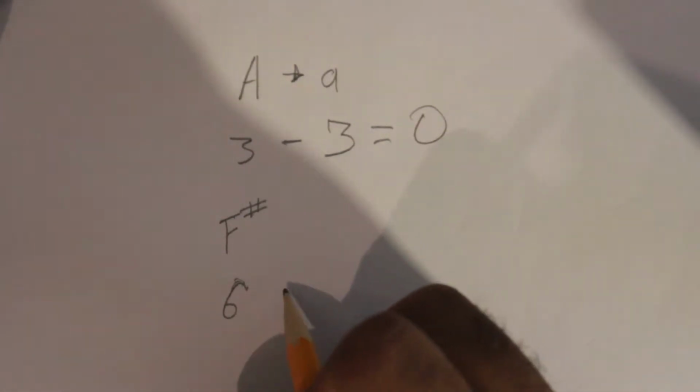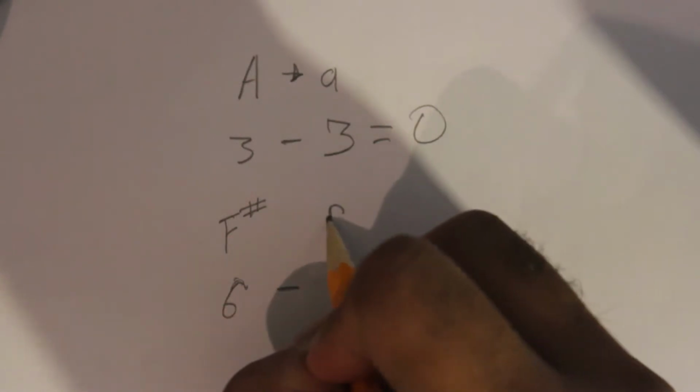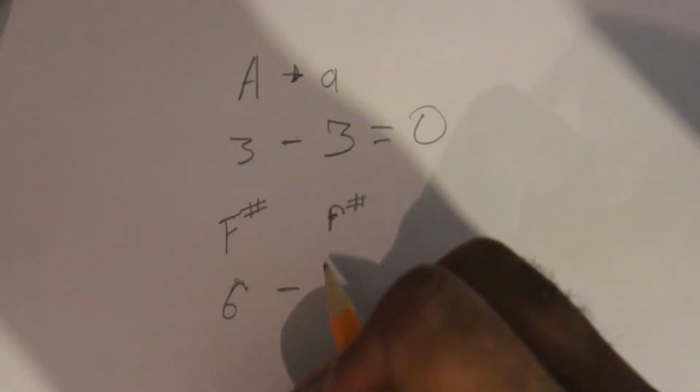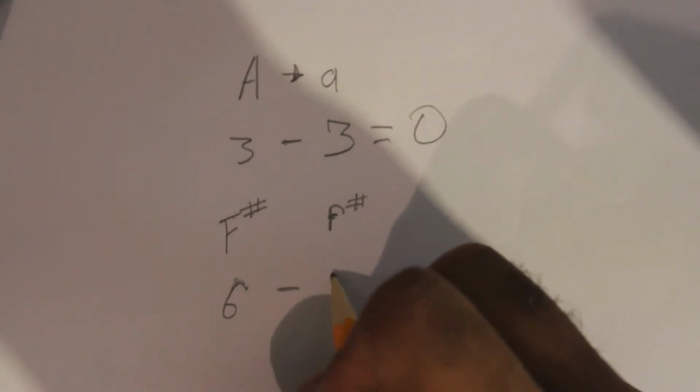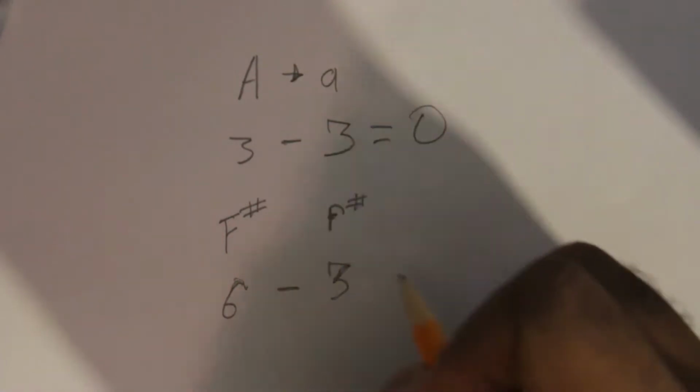Alright? So to go from F sharp major to F sharp minor, one more time, you subtract 3. I'm looking at the screen, my bad.